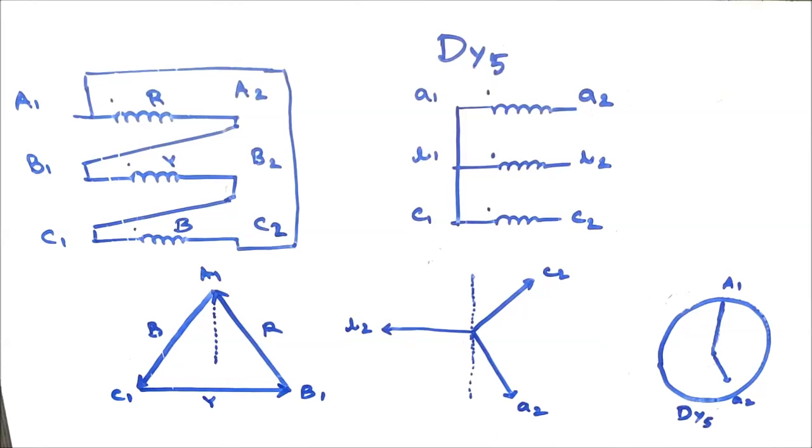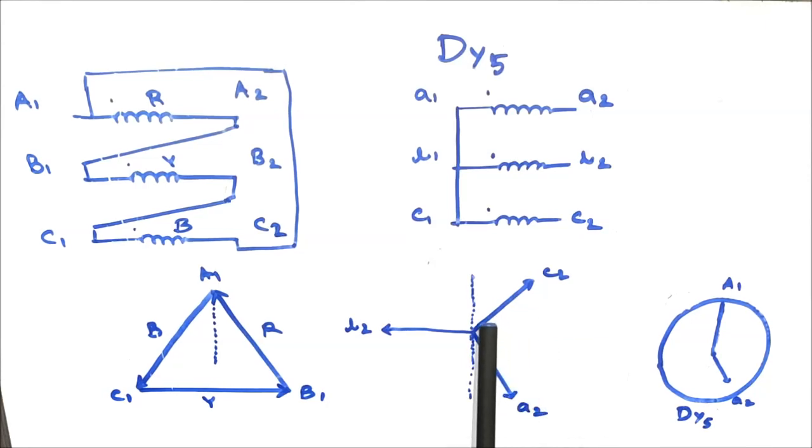Now another vector group, that is Dy5. That is, HV is delta connected. The connection is similar to that in the previous three cases. That is, A2 is shorted with B1, B2 with C1, and C2 with A1. A1, B1, C1 are the connection terminals, and the HV side winding, that is the red phase, remains at 0 o'clock with respect to the virtual neutral. Now the LV side winding is star connected.